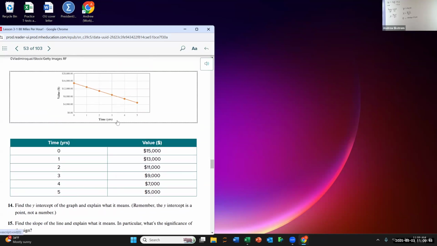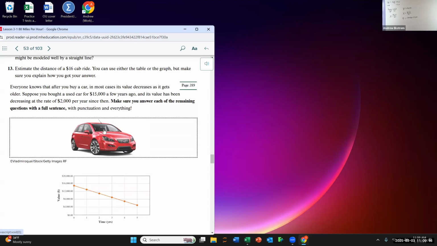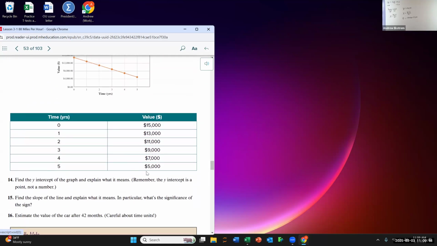Something you need to watch when you're looking at things like this as well is if you take this out far enough, you can see at year five, the value is $5,000, year six, $3,000, year seven, $1,000, year eight, negative $1,000. What does that actually mean? If the value of your car is negative $1,000, what does that mean? You're supposed to pay someone to take your car from you? Really? Does that ever actually happen? No.